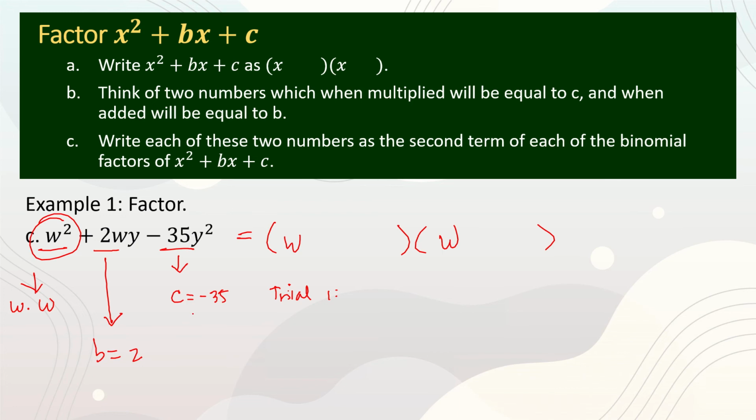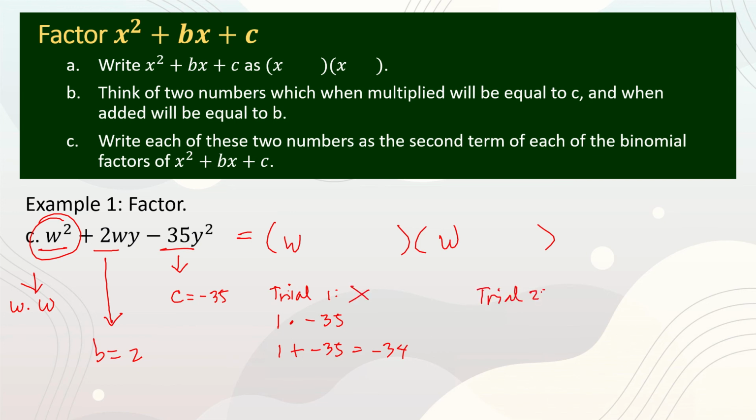Think of two numbers in which when you multiply them, it will result to negative 35. So you can think of, of course, the very basic one: 1 times negative 35. But once we add them, it will result to negative 34. In which, yung B natin 2 naman. So, your trial 1 is wrong.